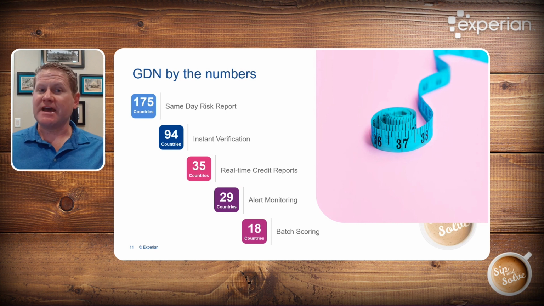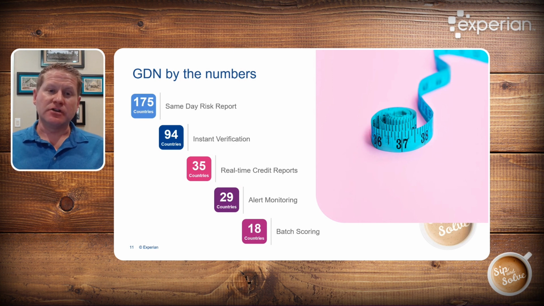94 countries where we have instant verification. This is going out live to the registries to verify the information, as well as now getting back into credit reports, 35 countries where we have real-time coverage of this business information. Again, real-time defined as the updates behind the scenes. These reports are always maintained and up to date.